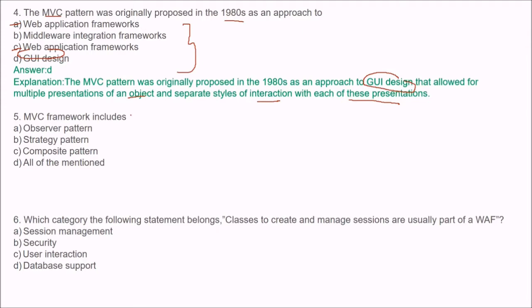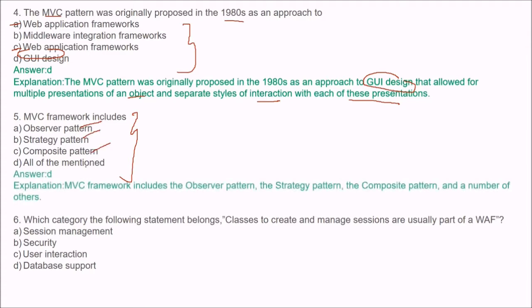MVC framework includes what? Observer pattern, strategy pattern, composite pattern, all of the mentioned. The answer is all of the mentioned, because the MVC framework includes the observer pattern, the strategy pattern, the composite pattern, and a number of others.